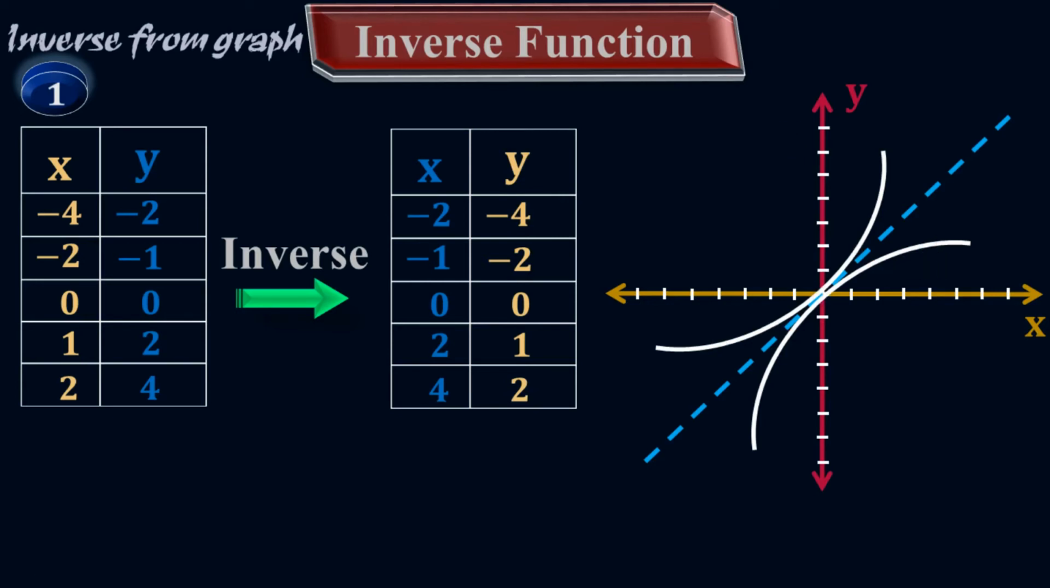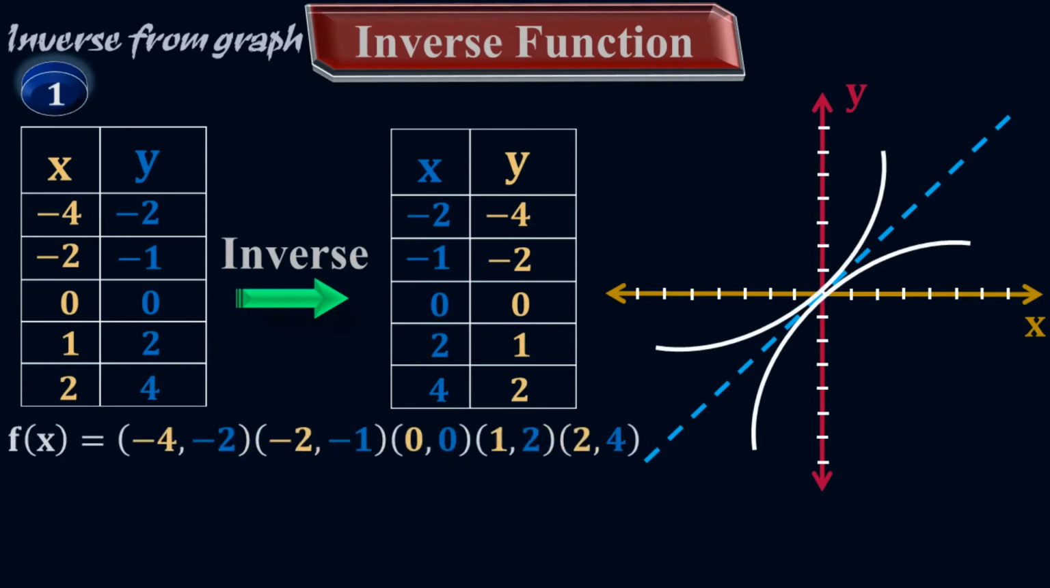As we know, for the original function, my coordinate points are these. These are the coordinate points for the original function: negative 4, negative 2; negative 2, negative 1; 0, 0; positive 1, positive 2; positive 2, positive 4.